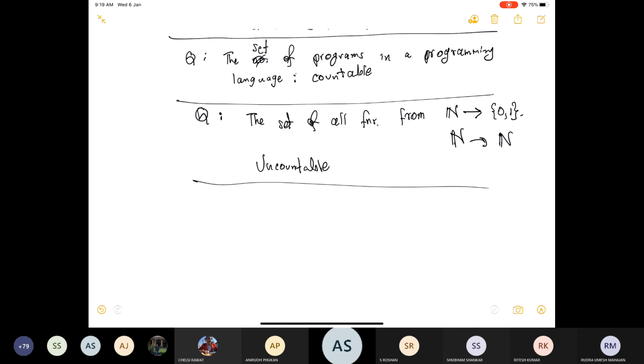If there aren't any comments, then let's start our study of formal languages.